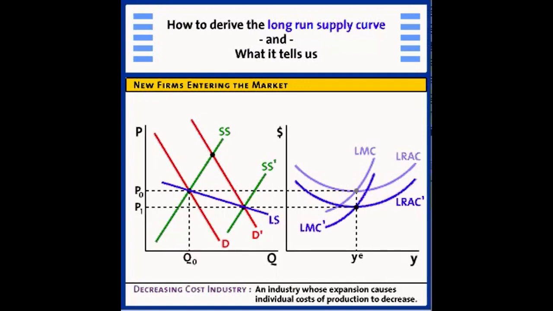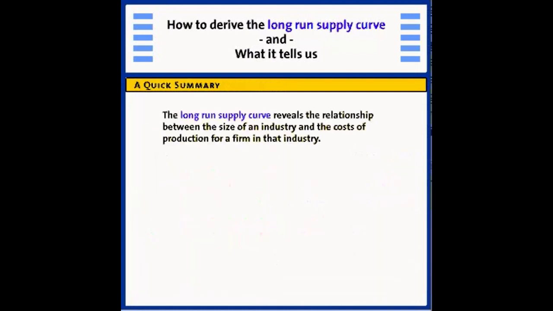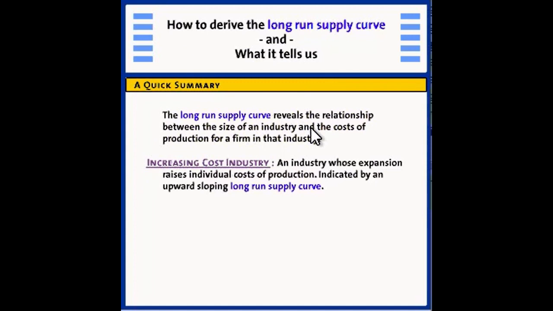So, a quick summary. The long-run supply curve tells us about the relationship between the size of an industry and the cost of production for an individual firm in that industry. If expansion of the industry pushes up costs for individual firms, we call it an increasing cost industry, and the long-run supply curve slopes upwards. That will be the case if expansion in the industry heats up competition for a strictly scarce resource, like talented programmers or certified truck drivers.